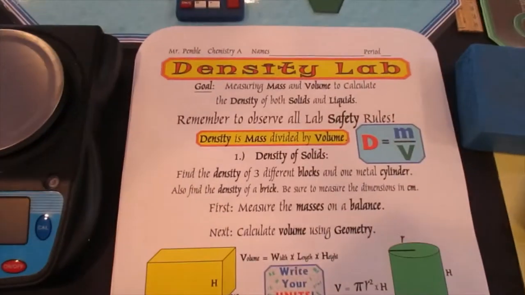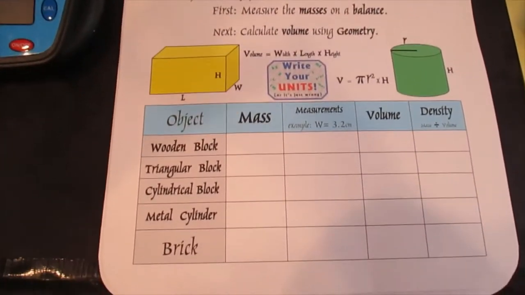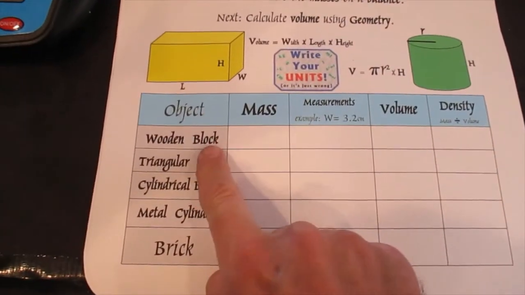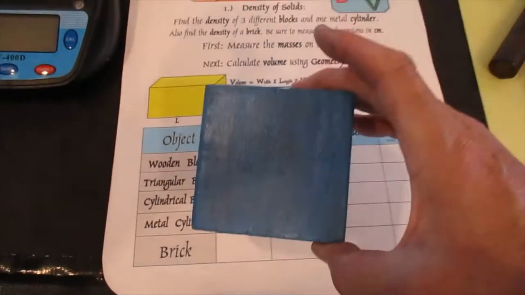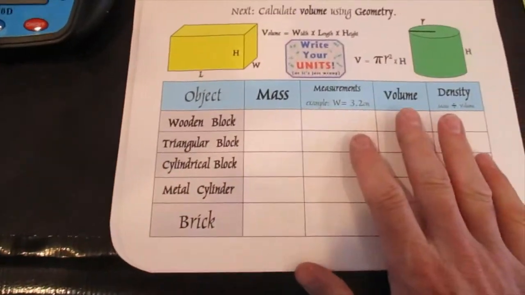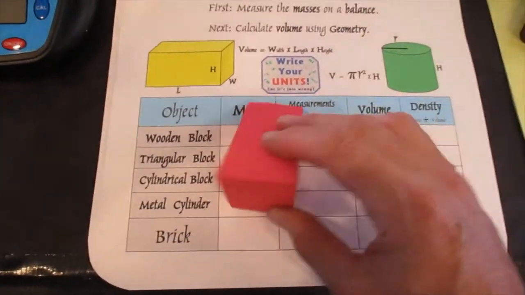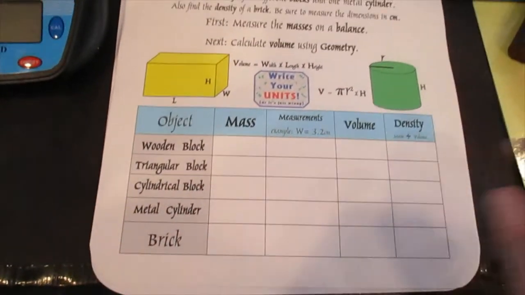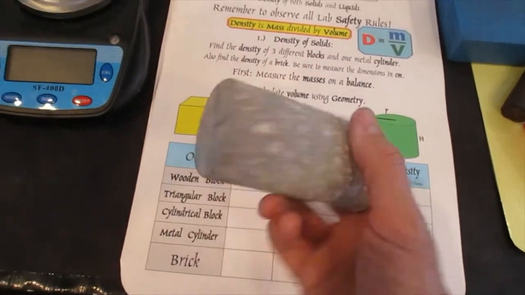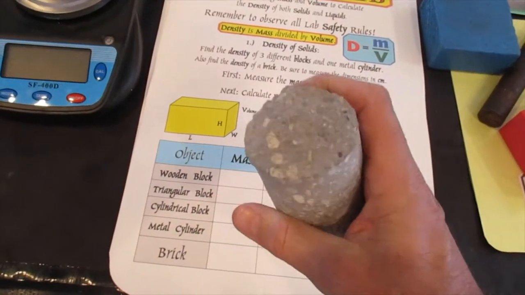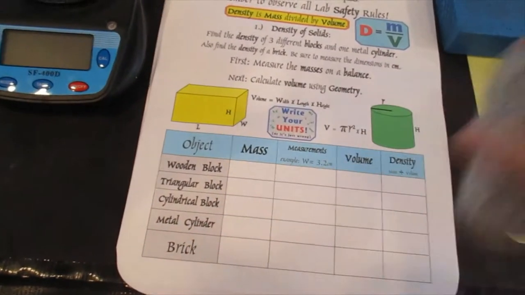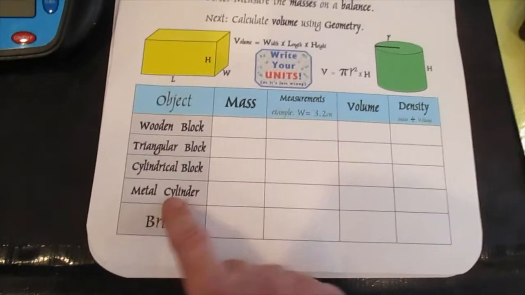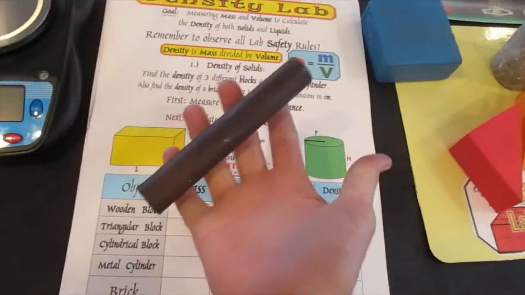So we are going to be measuring the density of several different materials and objects in this lab. On the front side, we're going to be doing the solids. We are going to be doing a wooden block. That's this one. We are going to be doing a triangular block. That's this one. Okay, we're going to be doing a cylindrical block. Well, for this case, we're going to use this little one. And the metal cylinder, well, that's a good one. There's the metal cylinder.